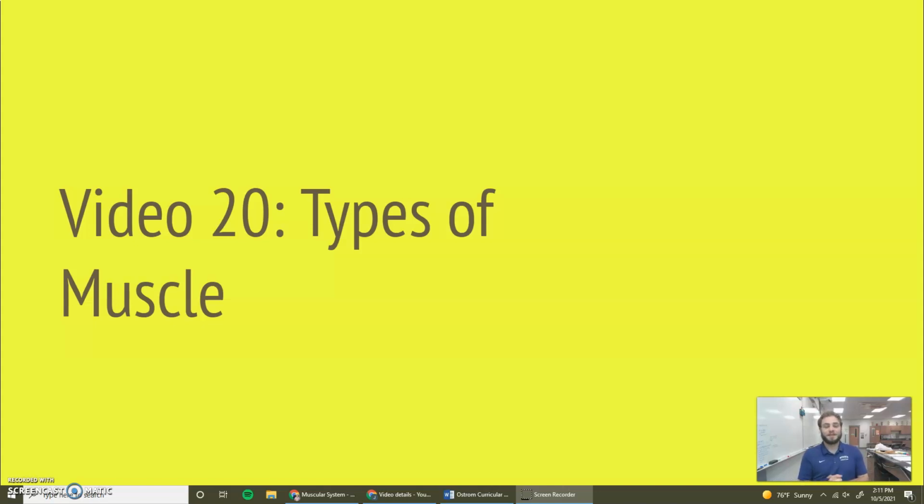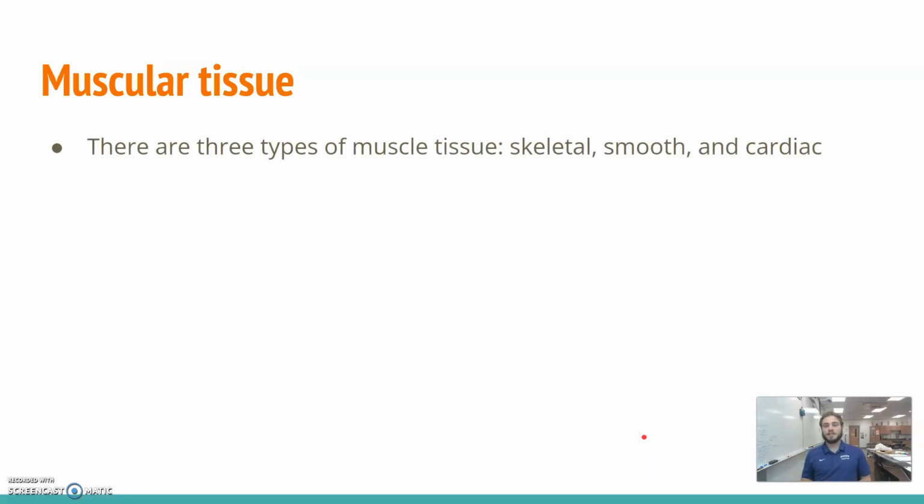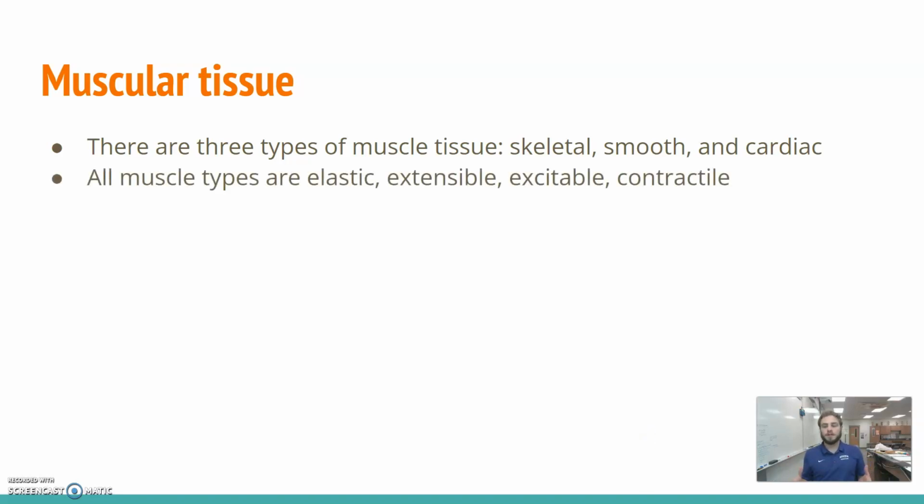Video 20, types of muscle. So there are three types of muscle tissue, basically subcategories within the muscle tissue type. They are skeletal, smooth, and cardiac. All these three types of muscle tissue have four things in common. They are elastic, extensible, excitable, and contractile.